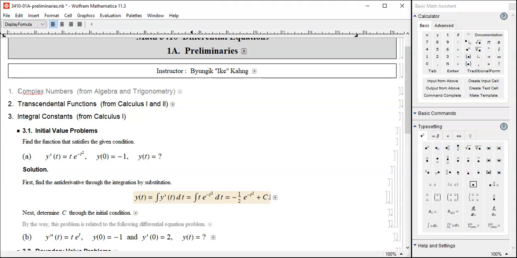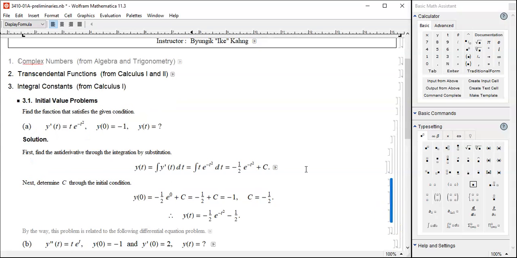But this is not the end of the problem here. I have to find y of t, and I have infinitely many candidates of y of t because this c is arbitrary. So how do you do that? Use this, which we call the initial condition, and we can determine c from there.